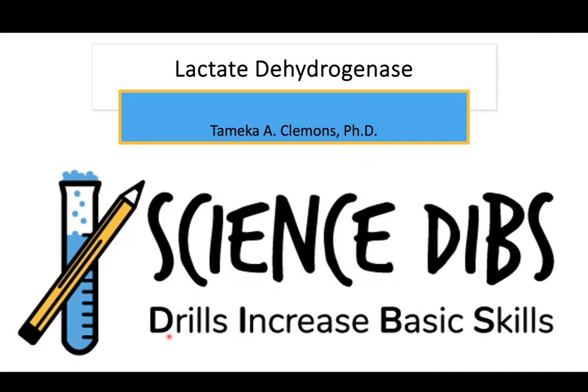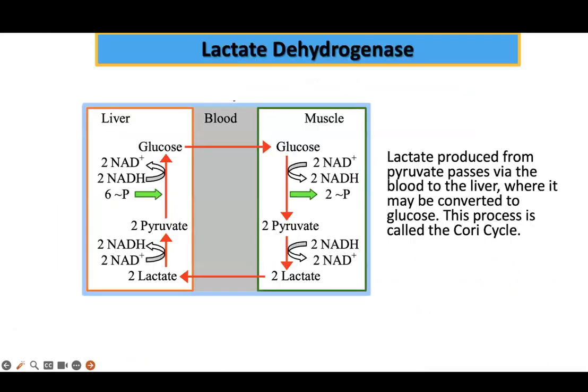This video is about lactate dehydrogenase. Lactate is produced in the muscle, as illustrated here, after the production of pyruvate through the process called glycolysis. That pyruvate production will allow, under anaerobic conditions, for lactate to be formed. By anaerobic conditions, we're talking about a lack of oxygen.